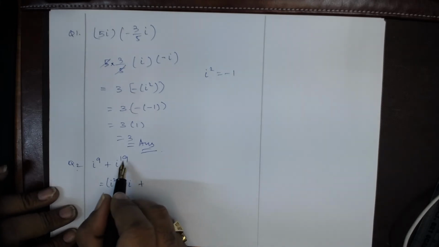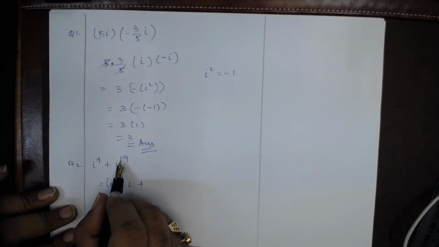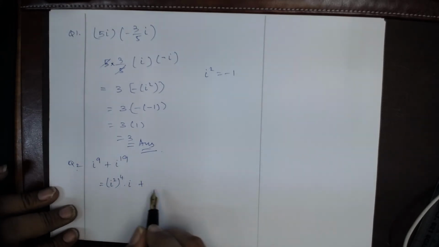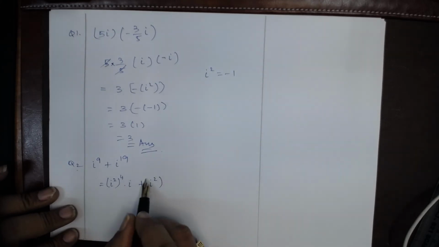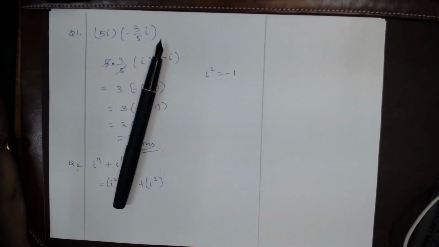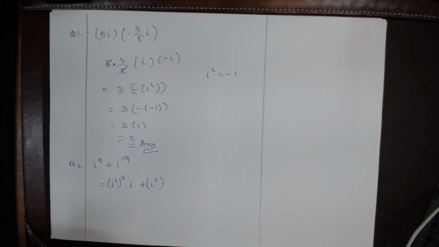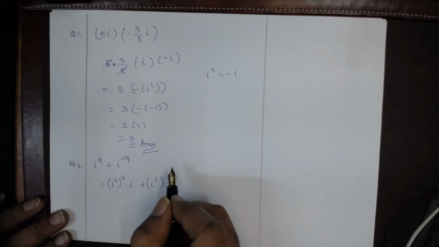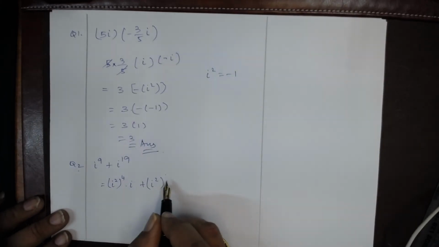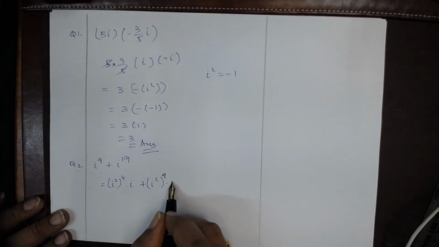i squared is minus 1, so i to the power 4 is 1, is it not? 4 4s are 16. So i to the power 19 can be written as i to the power 18 into i to the power 1. So you can put 9 here, into i to the power 1.